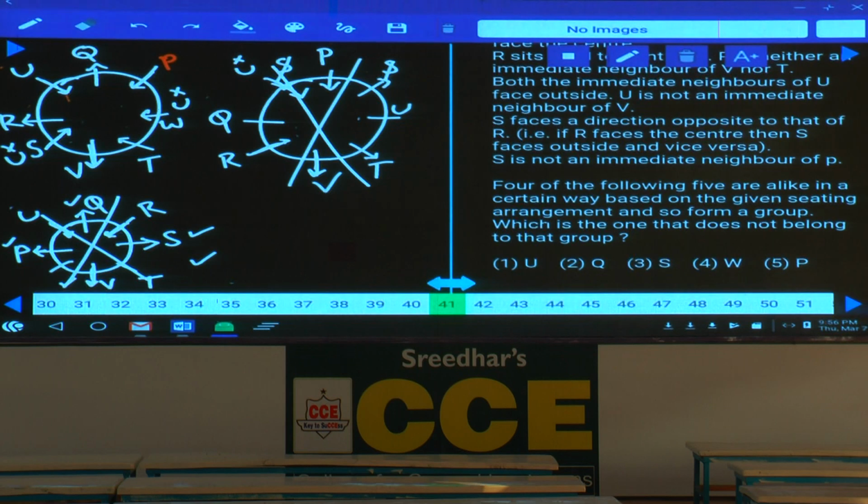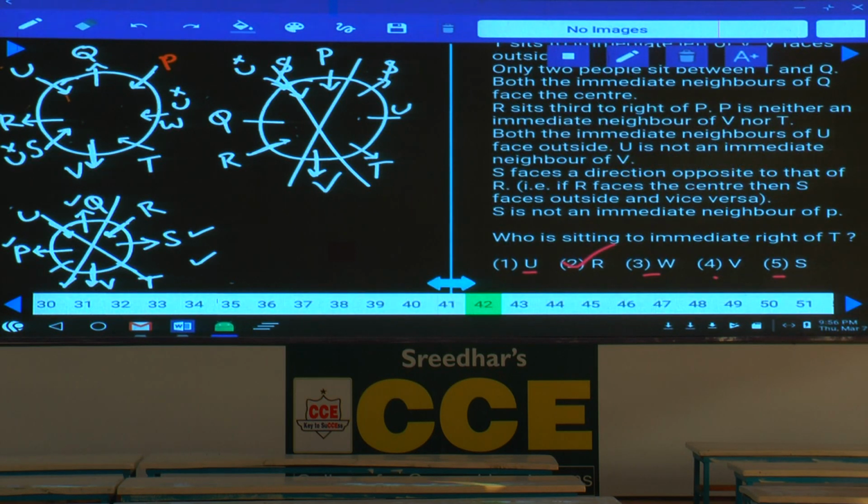Then in question number 41, four out of the following is nothing but an odd man out. U is towards the center, and Q away from the center, S is towards the center, W towards the center, and P is also towards the center, except the choice 2. Remaining 4 persons are towards the center, and Q is away from the center, that is choice 2.